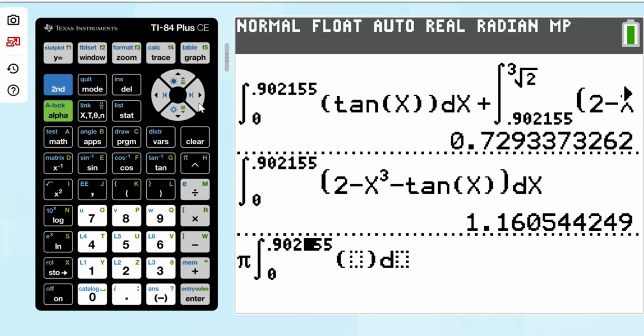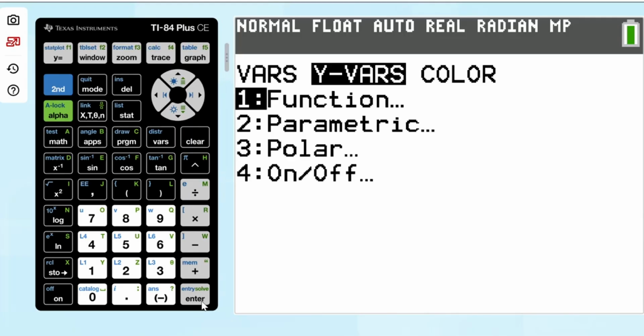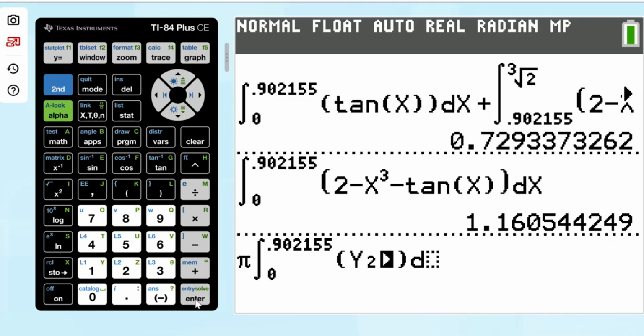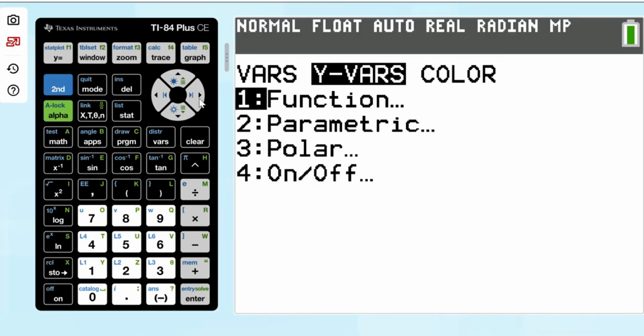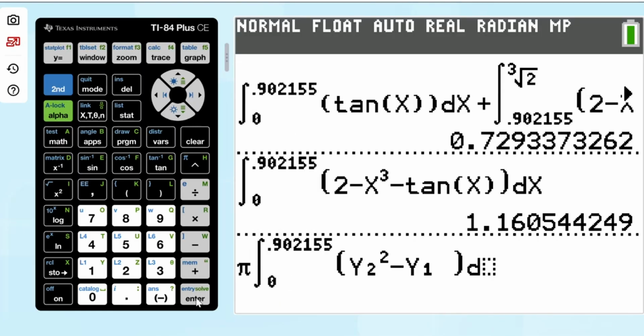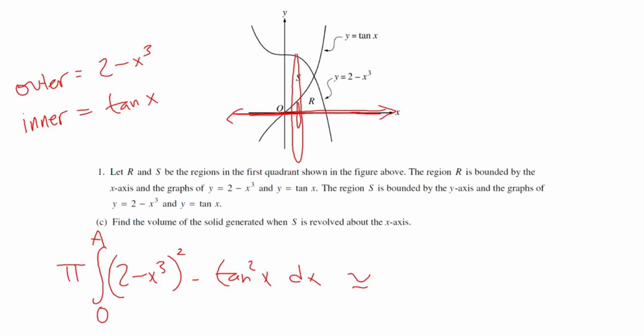So we can hit the VARS button, which is right next to clear. Go over to the second column, pick function, and 2 minus x cubed is y2. So we can just do y2 squared. And then minus, we can do the same thing, VARS, second column, option 1. And it's number 1. y1 was our tangent function squared. dx. Don't have to retype the functions, and you just get 8.332.